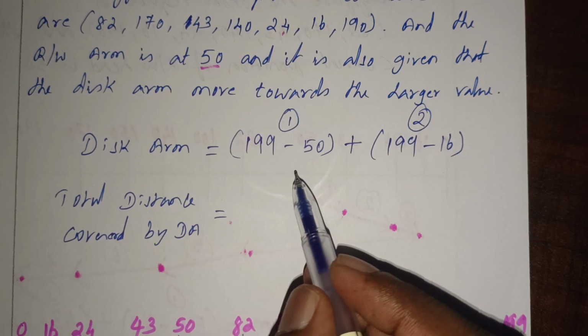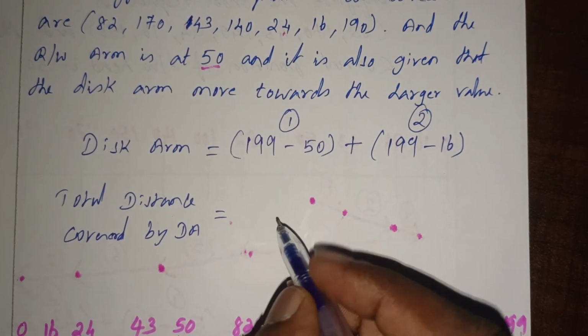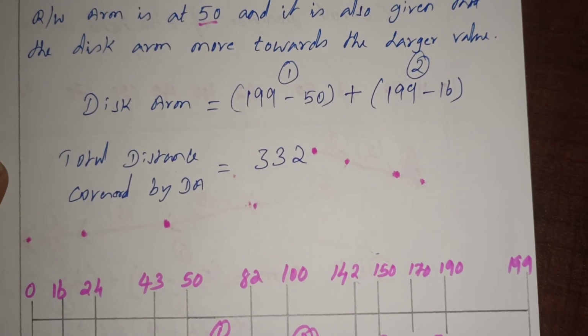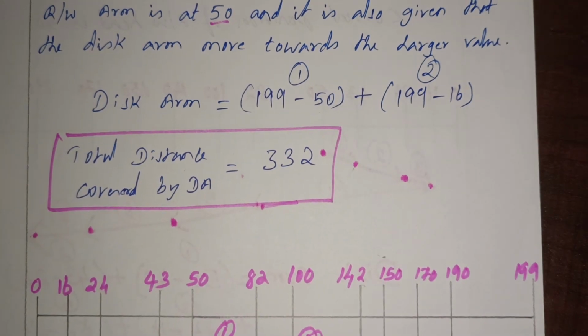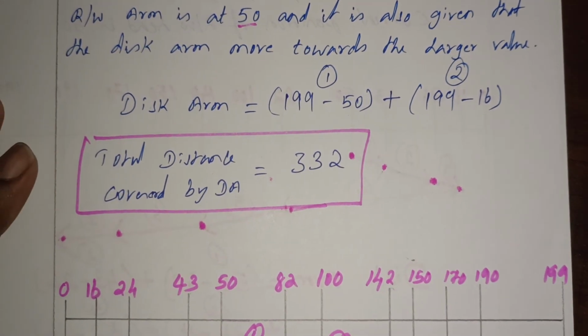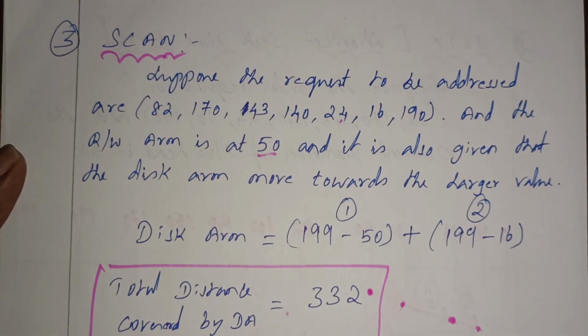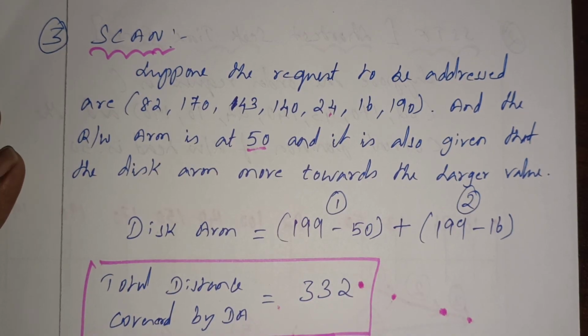So what is the answer now? 199 minus 50 is 149, and again the value is 332. So you can check whether the total distance covered by SCAN is much better than the previous algorithm or not, right? I hope you understand how SCAN actually works, and this is all about the SCAN positioning and the disk scheduling algorithm.